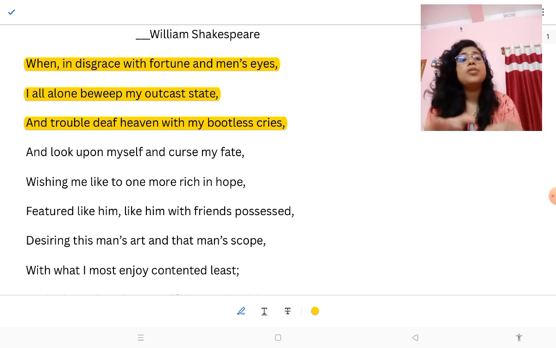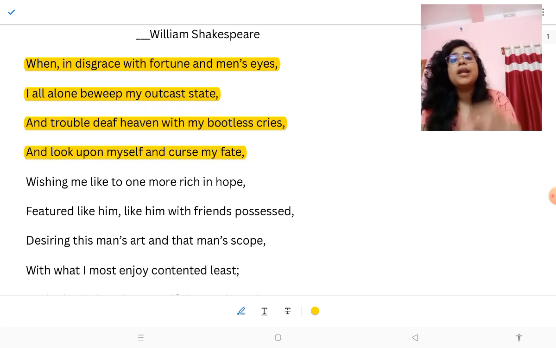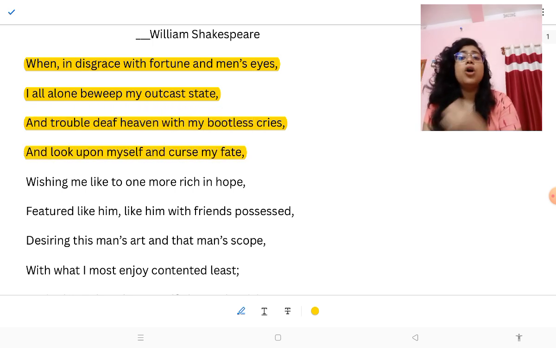So my bootless cries, I am just crying before him, I am crying before the heaven, crying before God. But he became deaf, he could not listen to my prayers, he did not answer me, he did not reply to my prayers. And look upon myself and curse my fate. So I now look upon myself and curse myself, asking what I am doing, cursing my fate, what is in my fate. I am in total disgrace.